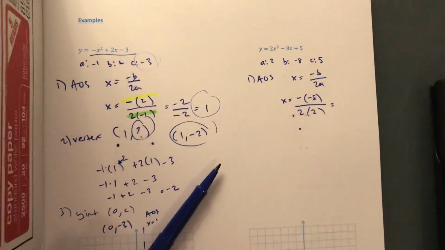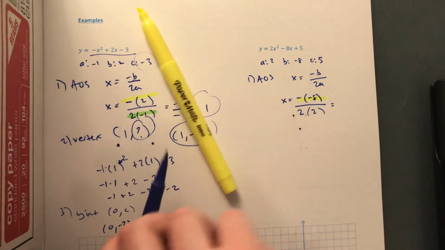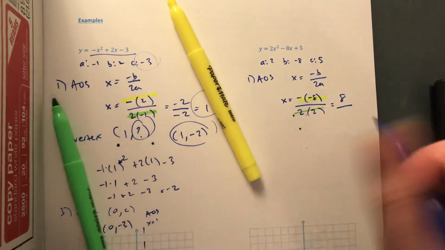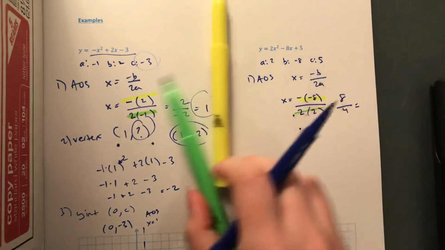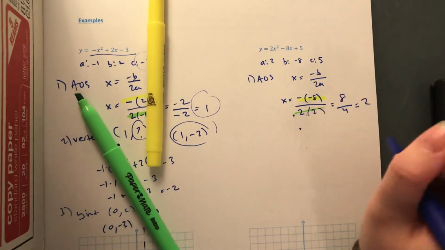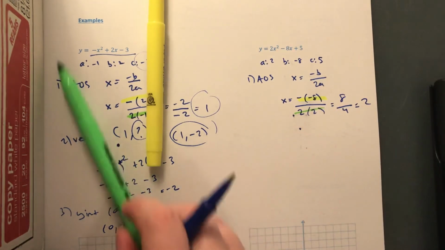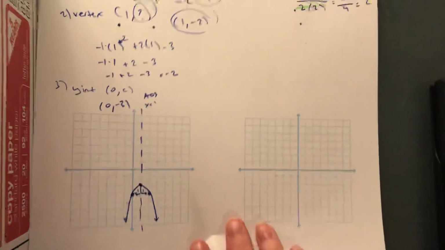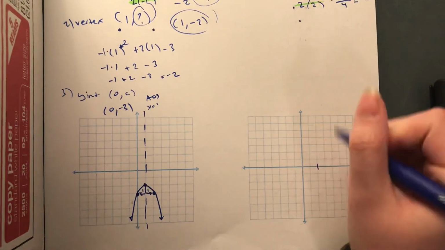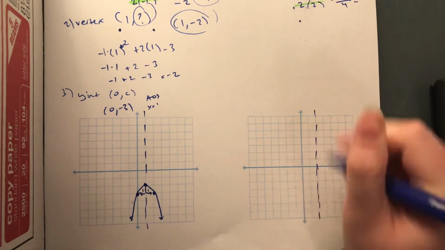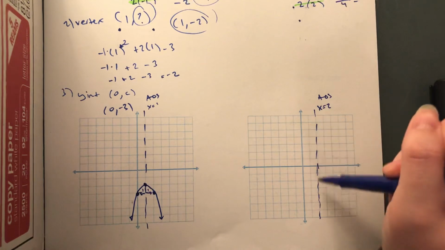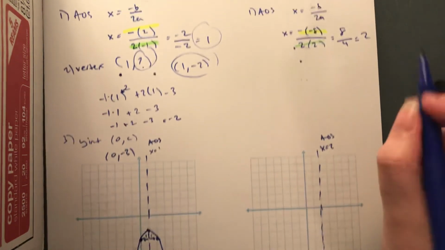So simplify at the top. Negative 8 makes positive 8. And then the bottom, 2 times 2 is 4. 8 divided by 4 is 2. So my axis of symmetry line is 2. So I'm going to come down here and draw on an axis of symmetry line through x equals 2. So here's 2. So x equals 2, this is my axis of symmetry. I know my vertex is going to live somewhere on this line. I just have to figure out where.